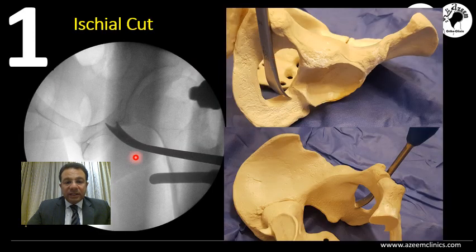The first cut is the ischial cut, separating the acetabulum from the ischium. This is usually done anteriorly using a special curved osteotome, the Ganz osteotome. This osteotome has a special curvature and special features that allow rotating around the acetabulum, separating it from the ischium bone without harming the posterior column.